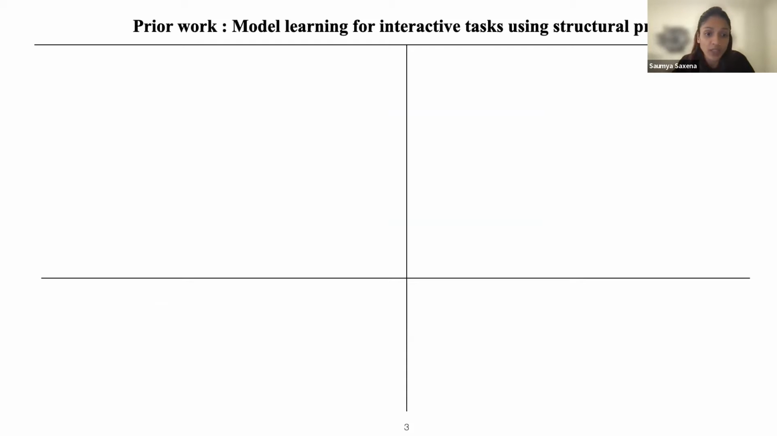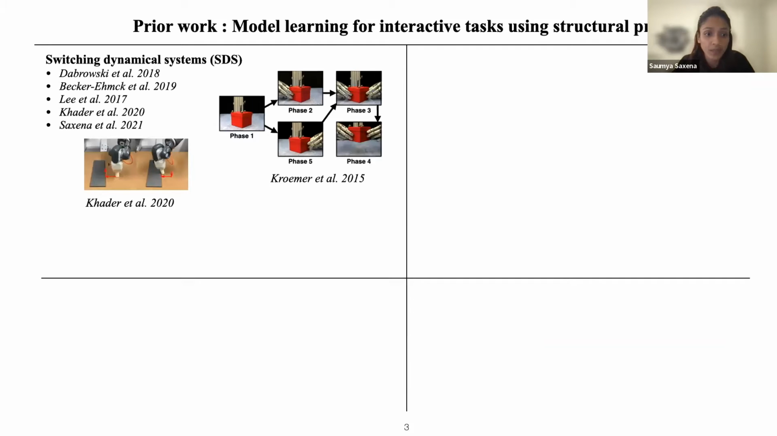A lot of prior work has focused on learning the dynamics of interactive systems using structural priors, that is, by adding a prior to the dynamics model. For example, by modeling a system as a switching dynamical system, one can model the changing dynamics as explicit dynamic modes. This approach has an obvious limitation that the number of dynamic modes has to be pre-specified, which makes it hard to generalize to more objects.